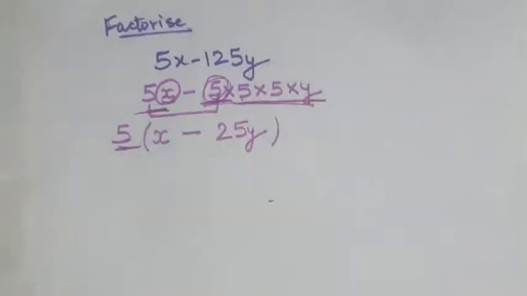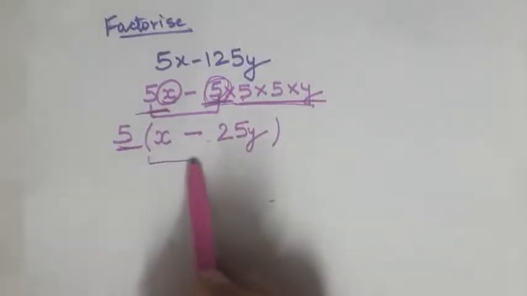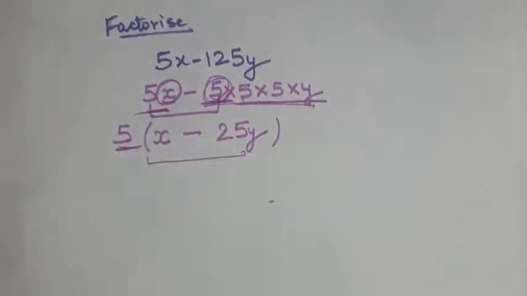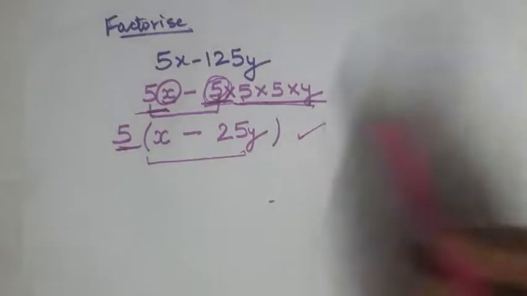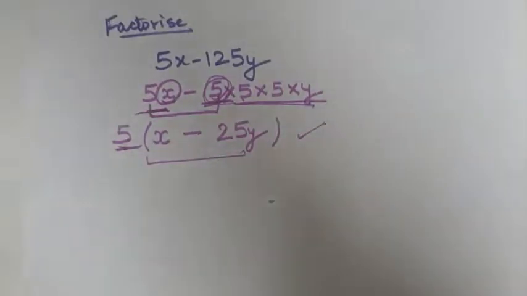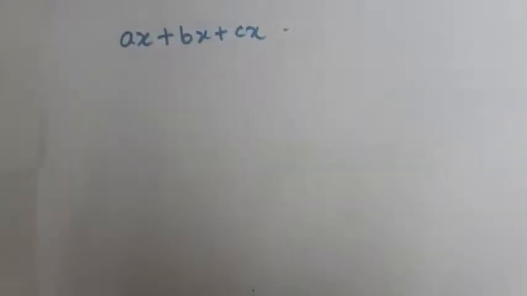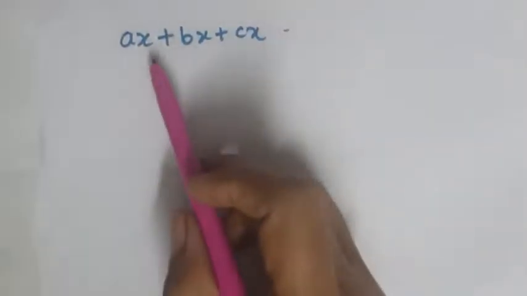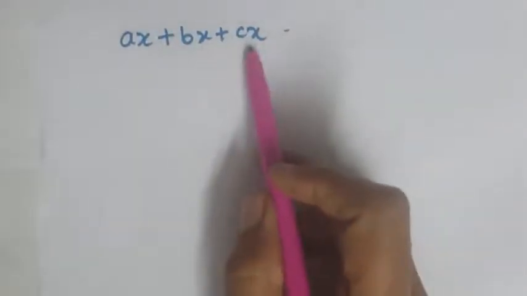Now children, before stopping, just check once again whether there is any term which we can take common. No, there is no other term we can take common. So this will be your final answer. Clear? The next question is ax plus bx plus cx.